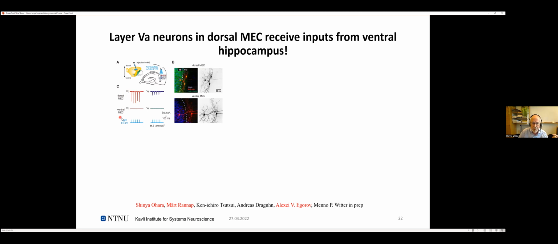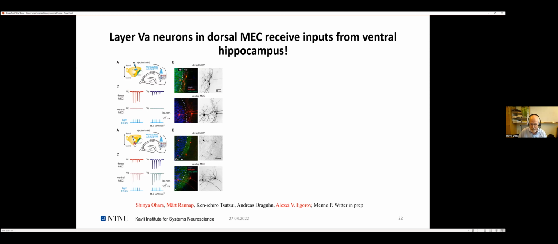If we do it in the ventral part of MEC, there's no signal whatsoever. These are the light pulses. So you see a beautiful excitatory effect upon the light pulses, but the 5A signal is much weaker compared to the 5B signal. Realize these neurons are the ones that project to the telencephalon. These are the ones that are supposedly projecting here, but I just showed you that that's not the case, or very sparse.